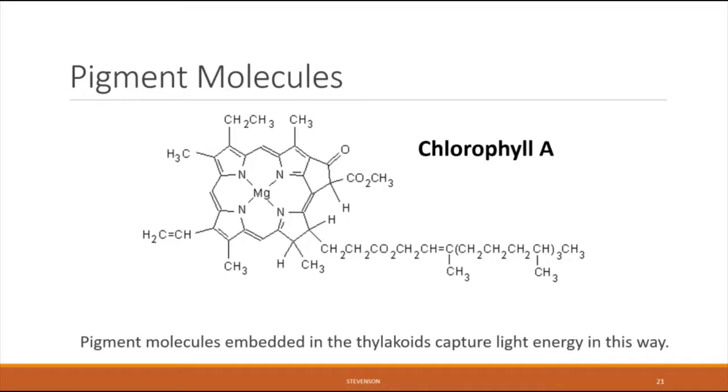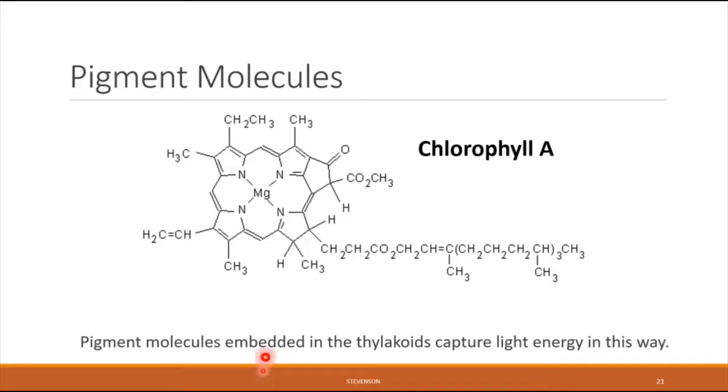The types of molecules that are capable of this activity are called pigment molecules. Not all molecules can absorb the energy of light and allow their electrons to become excited, but pigment molecules can. Pigment molecules have a specific construction to them, and the one that you're looking at here is one of the major pigment molecules that is found in plants called chlorophyll A.